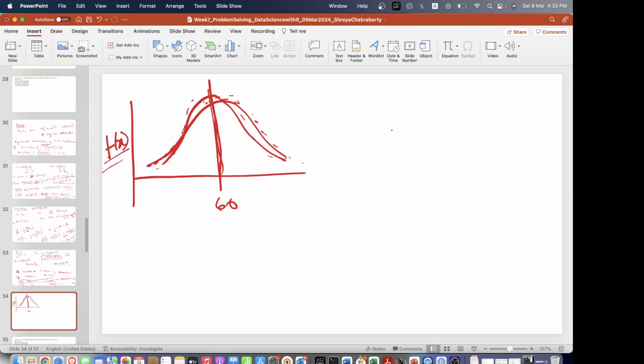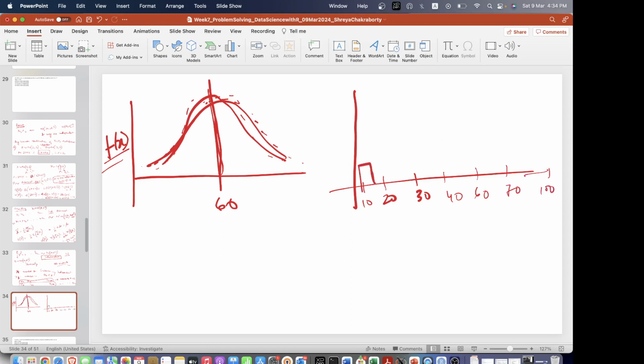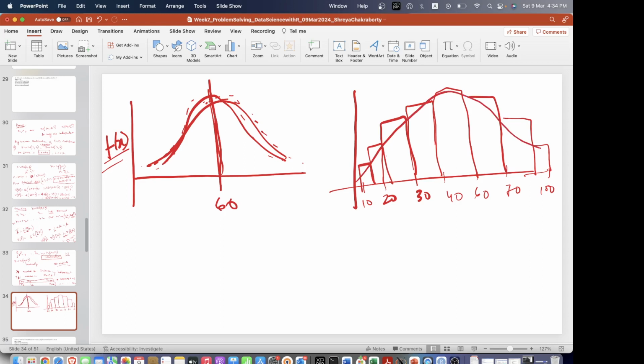So the way to get this curve is that you are going to plot histograms. Let's say 0 to 10, 10 to 20, 20 to 30, 30 to 40, 40 to 60, 60 to 70, and then 100. So your histogram will be something like this. This is the histogram that you have. Let's say it looks very symmetric. This is approximated by the normal curve, whatever I am showing on your left.